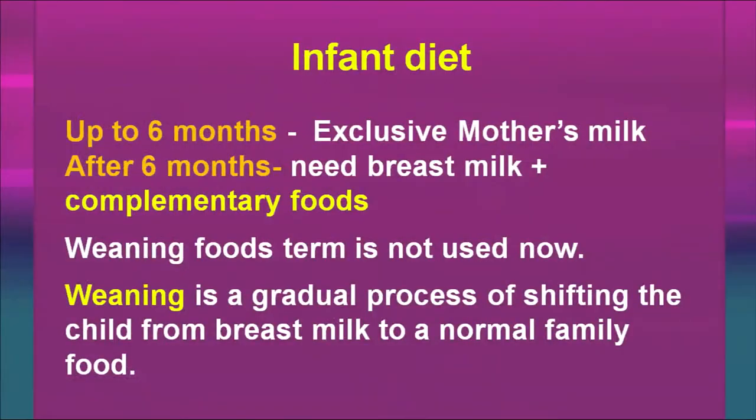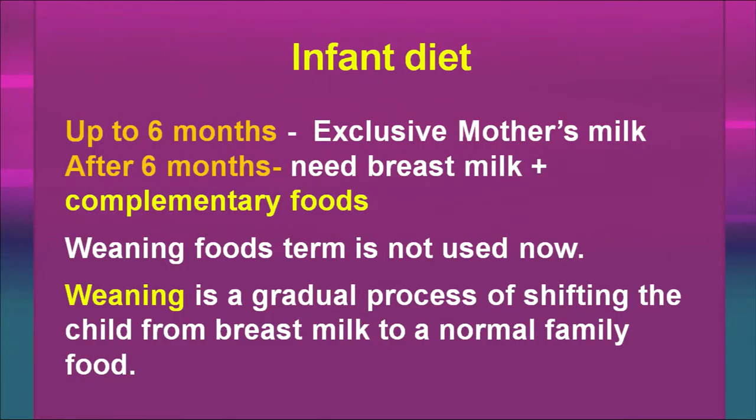So, infant diet up to 6 months is exclusive mother's milk. After 6 months, mother's milk plus complementary food. That means you need extra amount of food. Nowadays, we are using the word complementary food. Earlier, we used to have the word weaning food. So, weaning is a gradual process of shifting the child from breast milk to the normal family food. So, after 6 months, it is very much required.